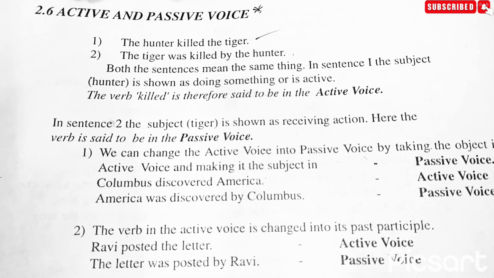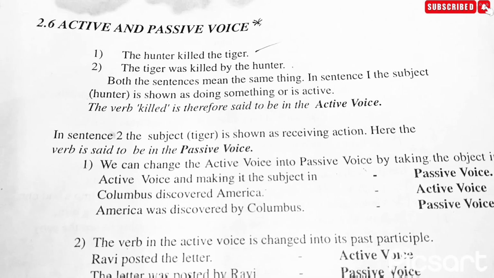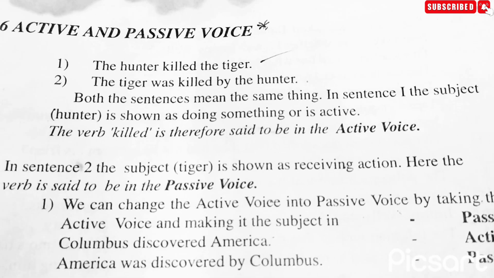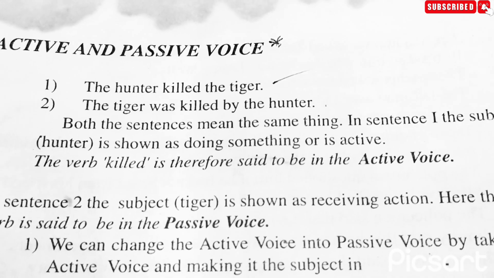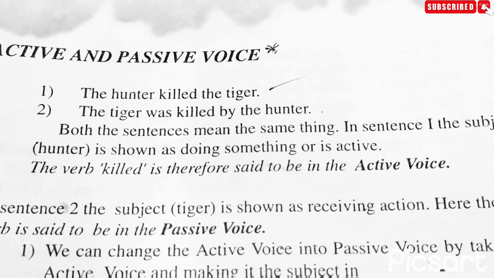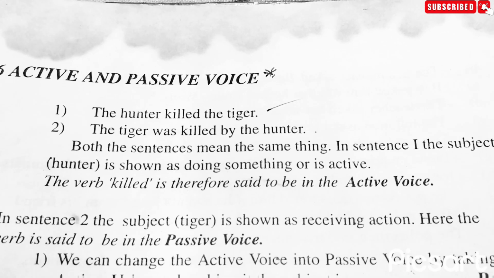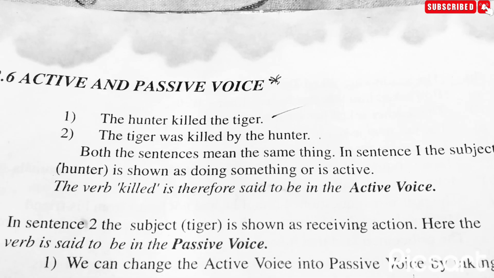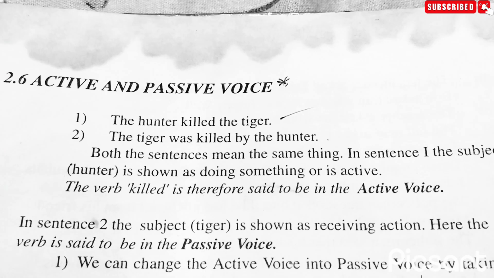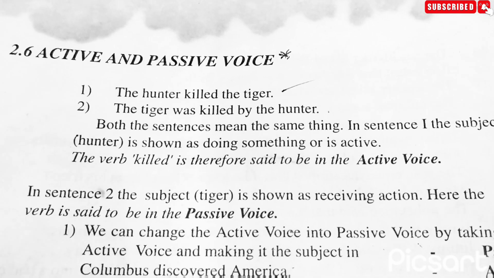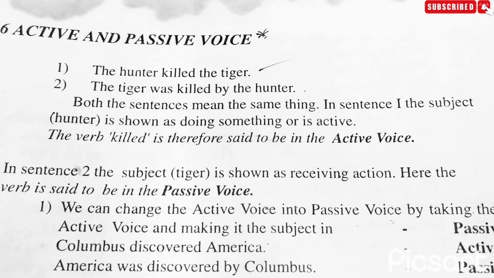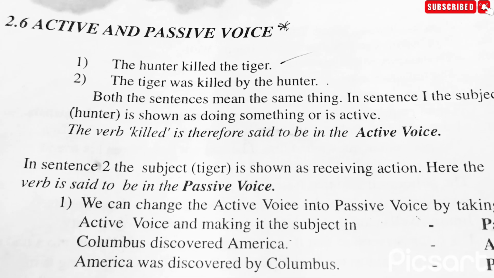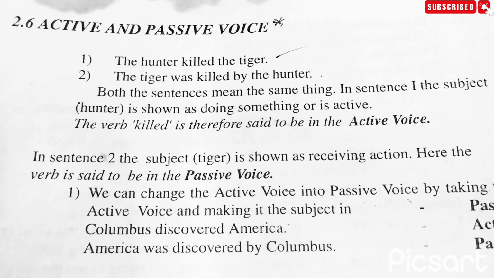In every passive voice, the main verb should be written in V3 form. Here the main verb is to kill, killed. So we must write the main verb in V3 form, killed, and use the preposition. In every passive voice we must use the preposition by, and the hunter, the subject, changes into object. The tiger was killed by the hunter.